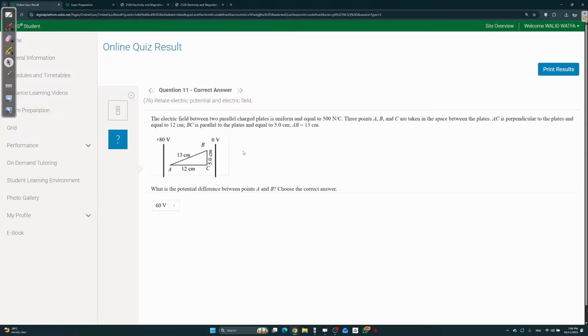Question 11. The electric field between two parallel charged plates is uniform and is equal to 500 newtons per coulomb. 3 points A, B, and C, as you can see here, are taken in the space between those two plates. AC is perpendicular to the plates and equal to 12 centimeters. BC is okay, they're basically giving us the given. It's all in the drawing. What's the potential difference between point A and point B?